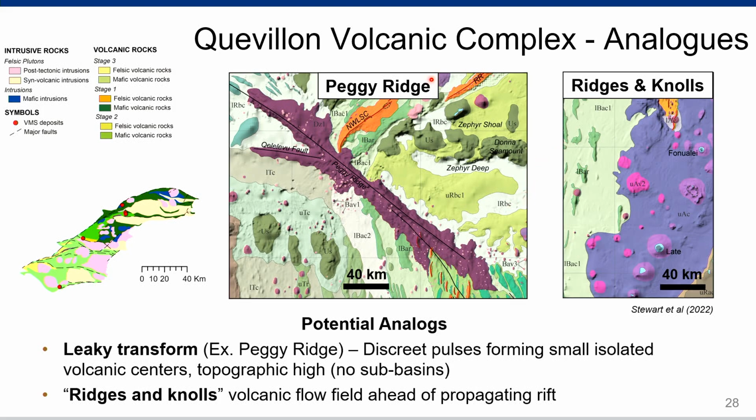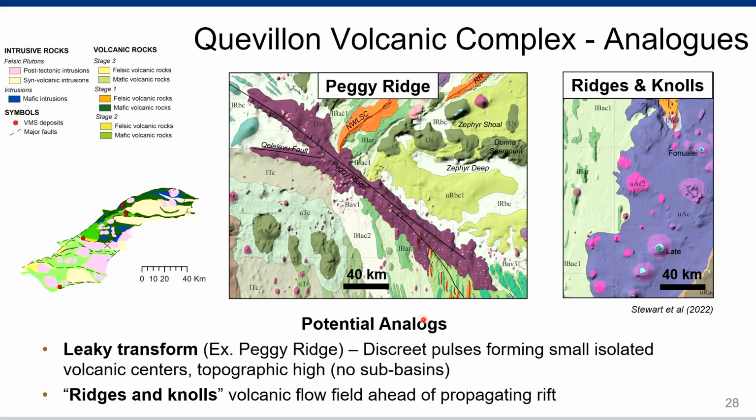So there are some potential analogs for this, but they're not exactly the rifts themselves. A good example might be Peggy Ridge, which is a leaky transform. That's represented in this purple here on this map, and you can actually see all of these features, by the way, in the Lao on that map that's on the ground there. So you can take a look at the surrounding area. Again, Peggy Ridge is covered with tiny volcanoes. This is a transform connecting two ridge segments where lavas have actually erupted out, forming a large flow field.